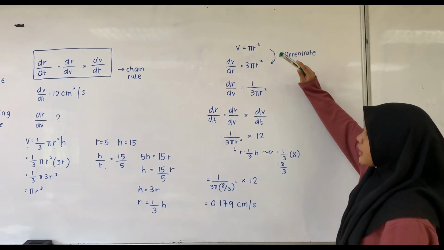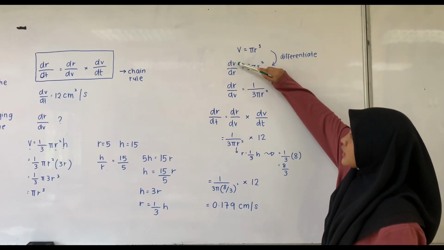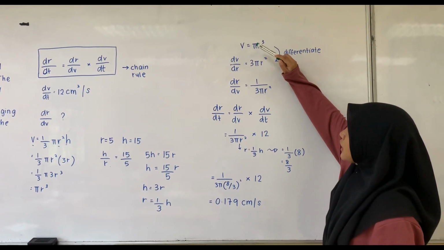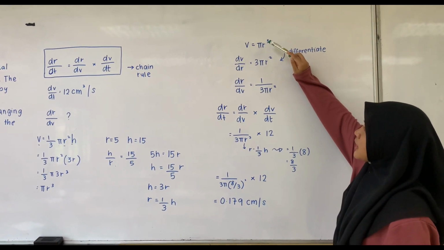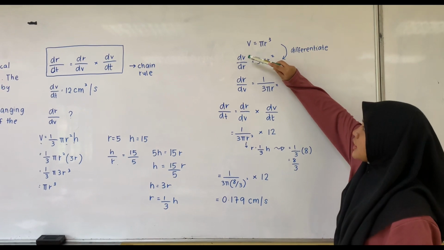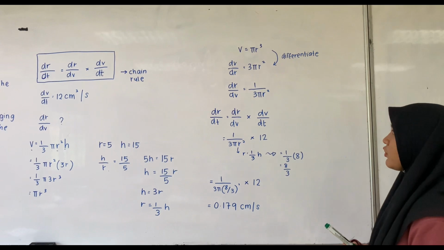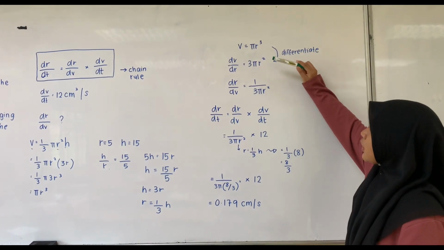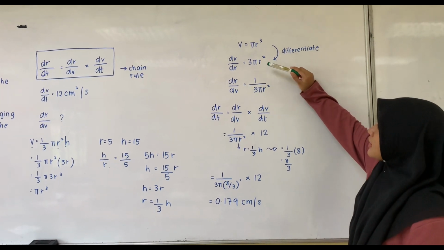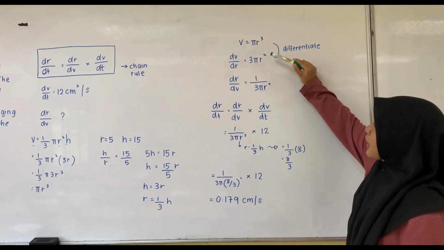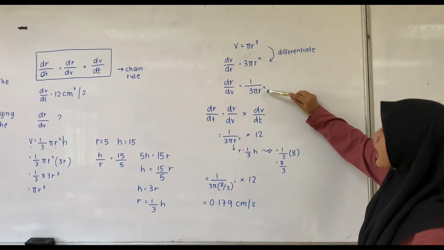To find dr over dV, first we have to differentiate, but we use dV over dr because the equation equals r, so dr is inside the equation, which means it has to be under dV. So it's dV over dr, which equals 3 pi r squared. But we want dr over dV, not dV over dr. So we have to change the position, because this is actually 3 pi r squared over 1. When we change the position, we have 1 over 3 pi r squared.